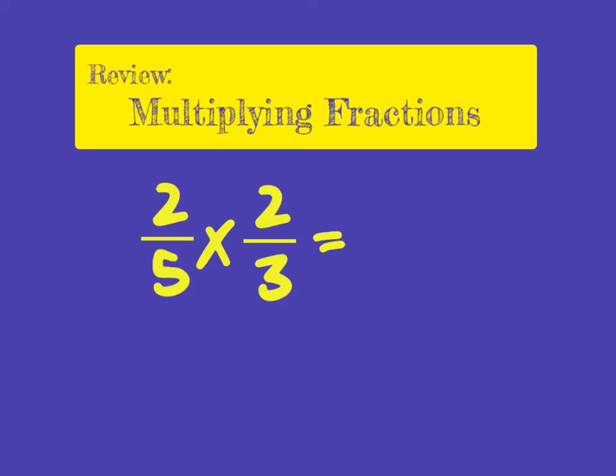So in this case, you're going to multiply straight across, multiplying your numerator by numerator, giving you 2 times 2 equals 4. And then you're going to multiply your denominator by denominator, giving you 5 times 3 equals 15. In this case, you're ending up with a fraction 4/15 as your answer.